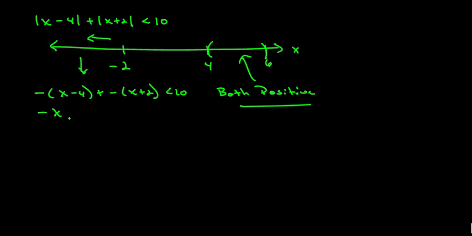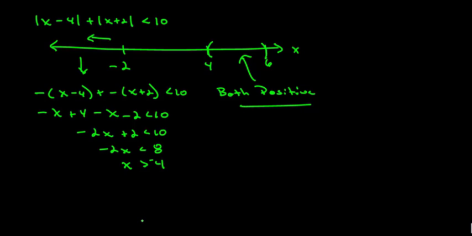So this would be negative x plus 4 minus x minus 2 is less than 10. So negative 2x plus 2 is less than 10. So we'll move the 2 over, so negative 2x is less than 8, or x is greater than negative 4. So that's our other endpoint over here. Okay, so anything between negative 4 and 2 will work.